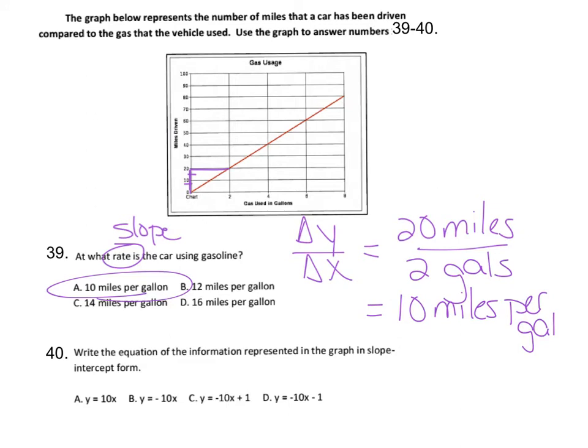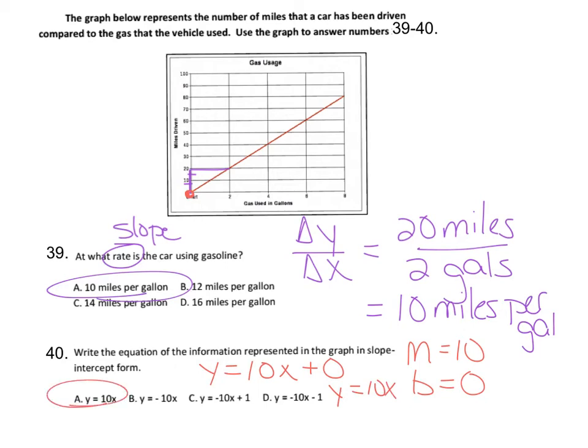All right, 40 says write the equation of the information presented in slope-intercept form. Well, we've already found M. M is 10. Where does this graph cross the y-axis? B is 0, so that's going to be y equals 10x plus 0. We won't write the 0, so we get y equals 10x.